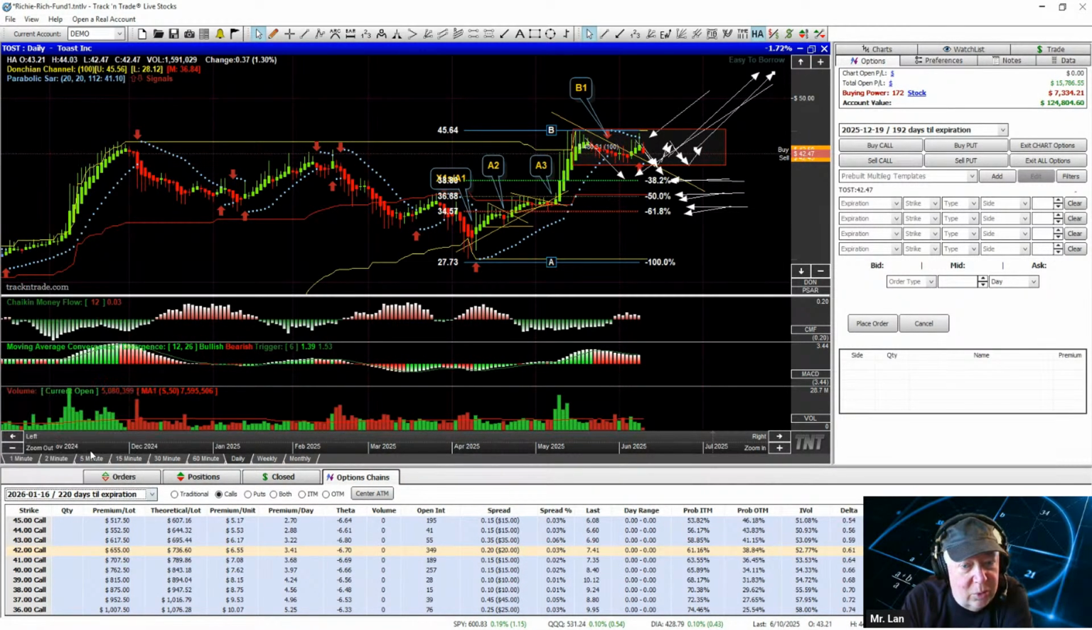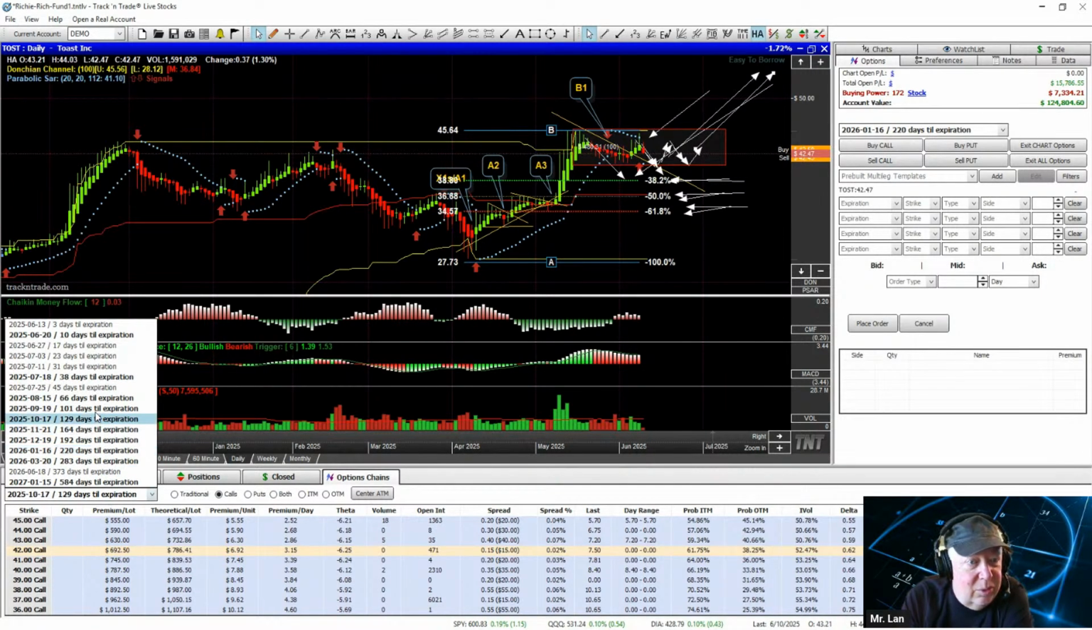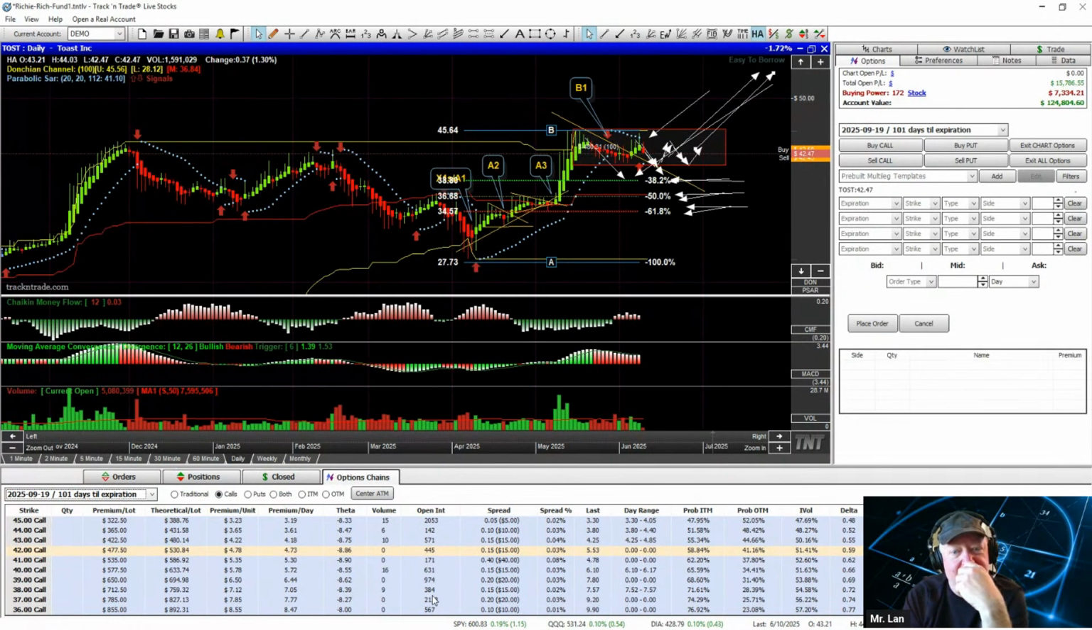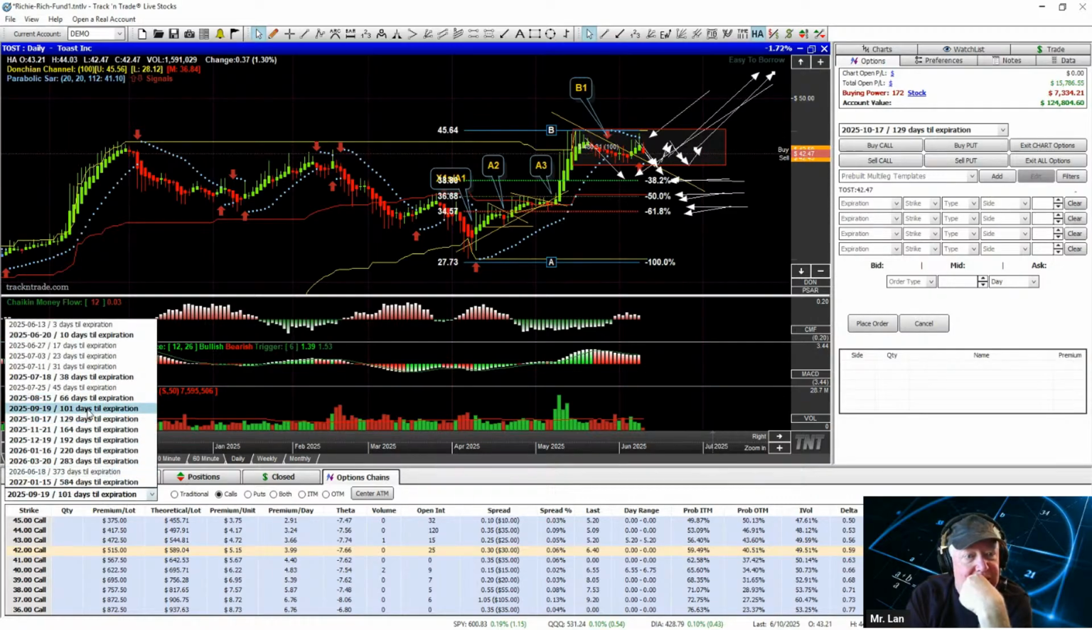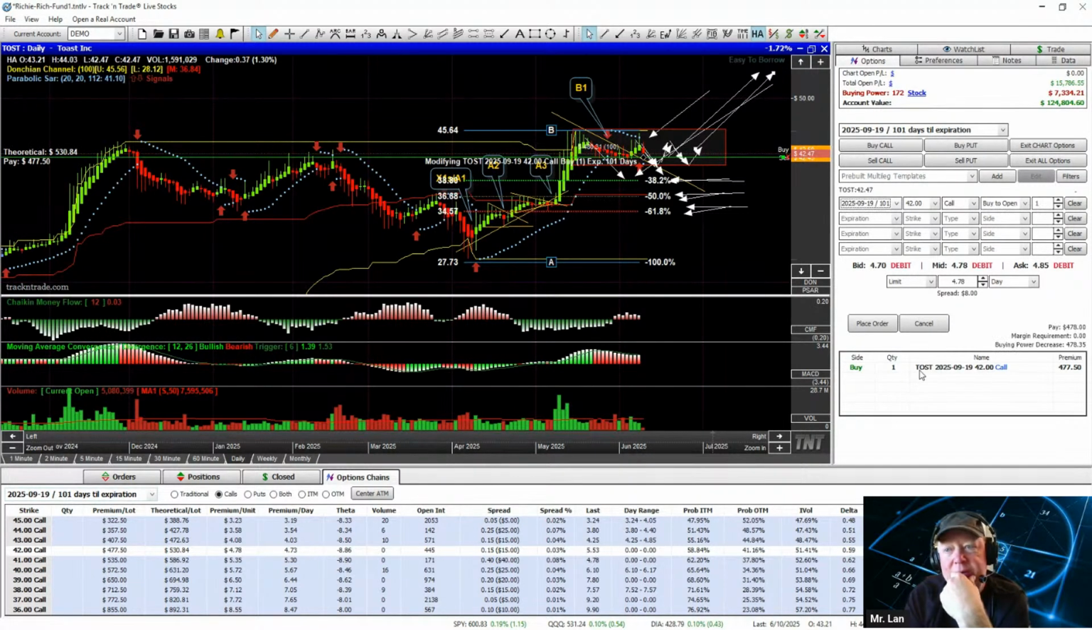192, 220. Let's go. It looks like 100 days has the most volume in there. The spread is $15. $30 there. Do we want to do that? Probably. How much money do we have left? Ooh, not very much. I don't know if it will let us have a couple of these or not.